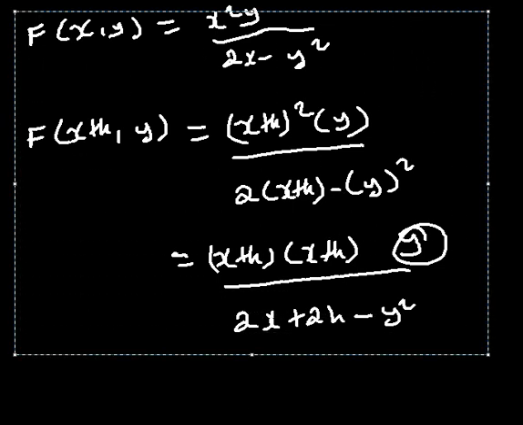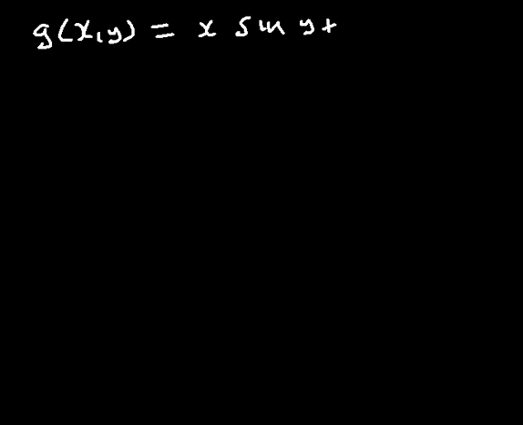Now how about if we have something like this? Let's say we have the function g of x comma y equal to x sine of y plus the sine of x. How do you think we should evaluate the following? Let's say we have g of pi comma 0. How should you do this?